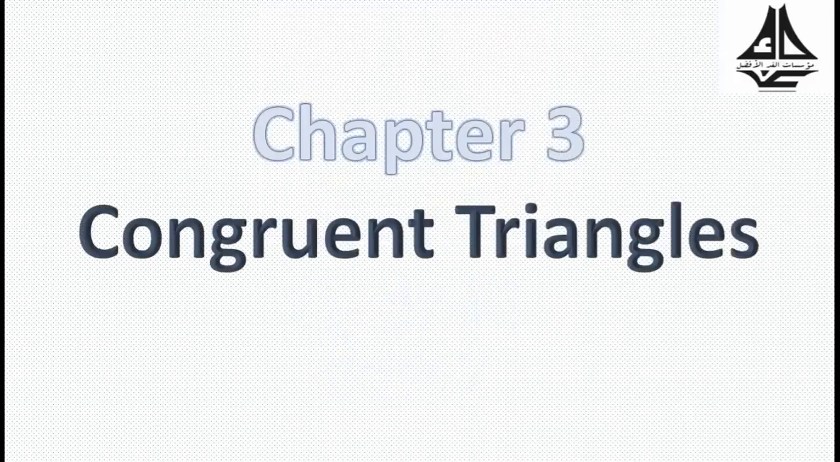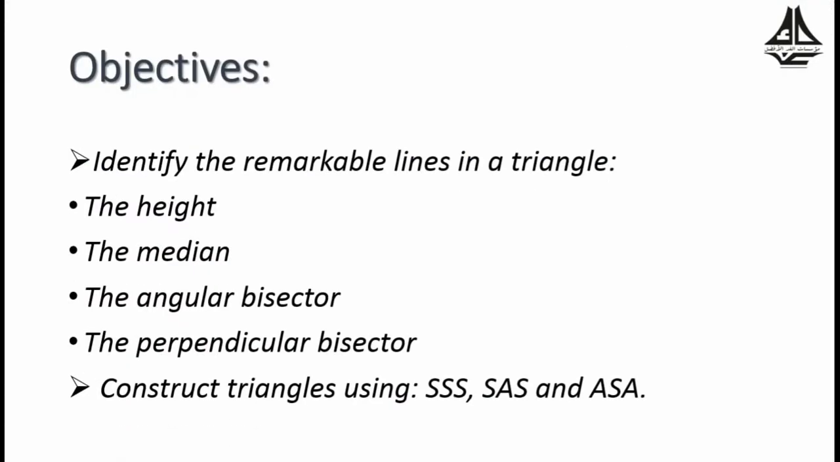We will continue with chapter 3, congruent triangles, part 3. At the end of this video, we will be able to identify the remarkable lines in a triangle, which are the height, the median, the angular bisector, and the perpendicular bisector. And also we will be able to construct triangles using SSS, SAS, and ASA. We will learn what these letters stand for.